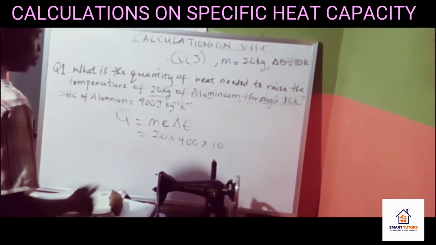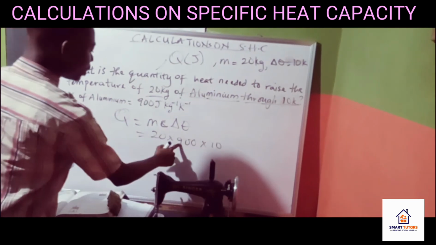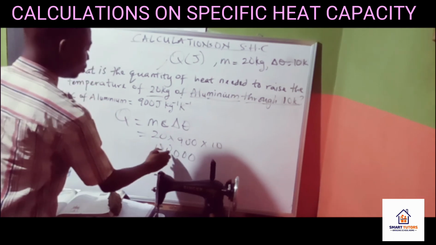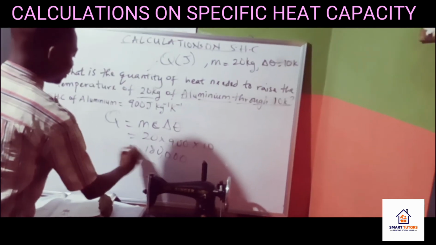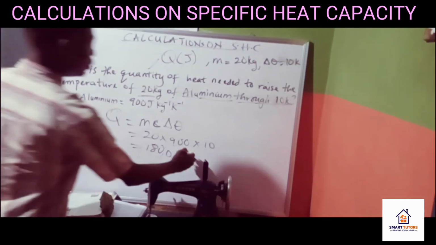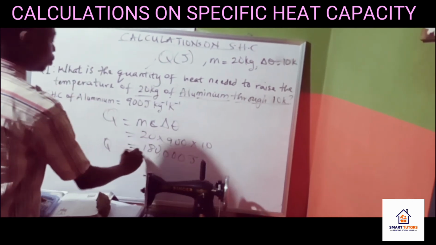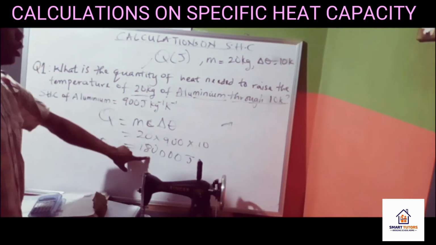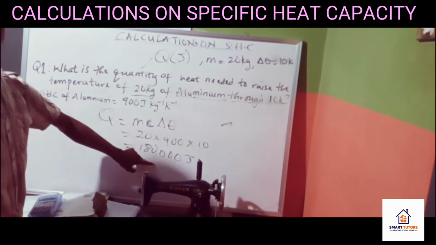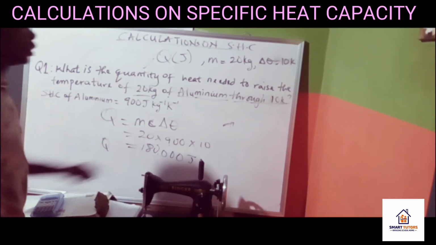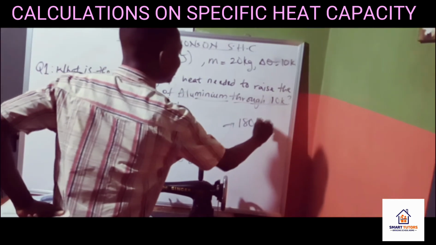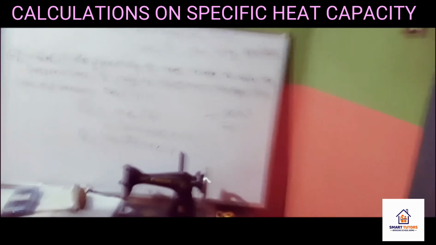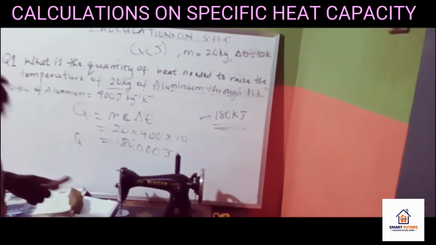So this becomes 20 times 900. 2 times 9 is 18, then you have 0, 0, 0, 0. So this should be 180,000 joules. Your Q equals 180,000 joules. You can also change it to 180 kilojoules as the quantity of heat energy. So that's the answer to the first question.